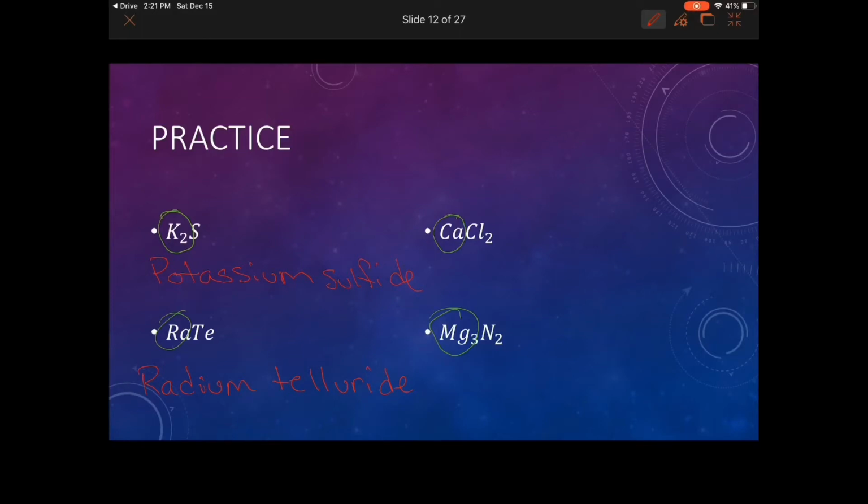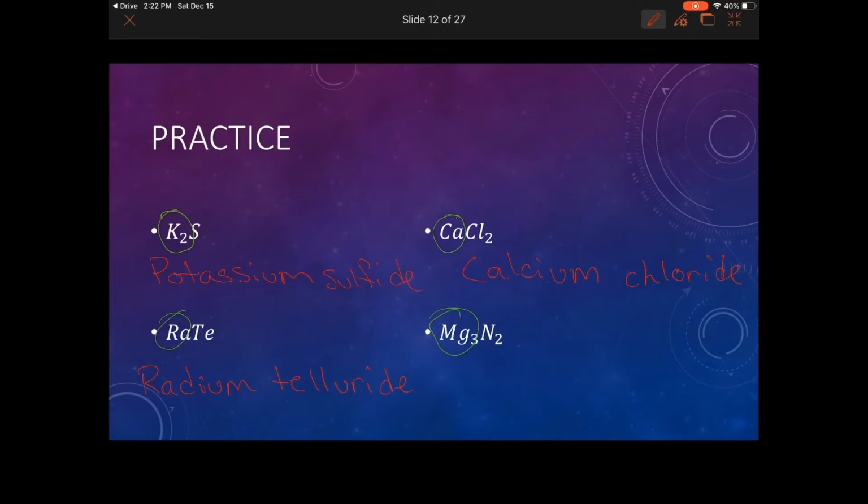Let's try the next one. We've got CaCl2. Our cation is Ca, which is calcium. So we just name that calcium. Our anion is Cl, which is chlorine. Take off the INE and it's chloride.